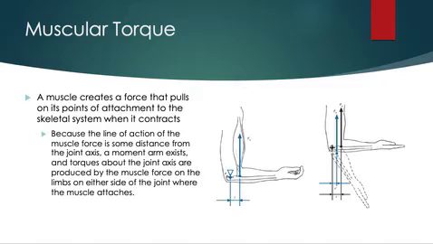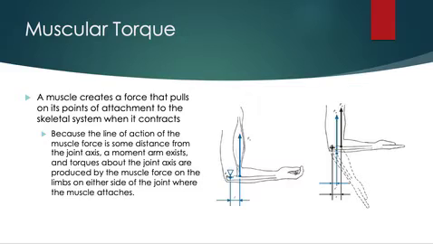The examples given so far are examples of external torques that act on the body or other objects. But what about within the body? What creates the turning effect that causes our limbs to rotate about our joints? Muscles create the torques that turn our limbs. A muscle creates a force that pulls on its point of attachment to the skeletal system when it contracts. When a muscle contracts, it creates a pulling force on limbs. Because the line of action of the muscle force is some distance away from the joint axis, a moment arm exists, and torques about the joint axis are produced by the muscle force on the limbs on either side of the joint where the muscle attaches.